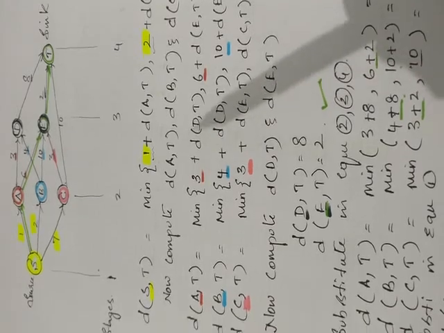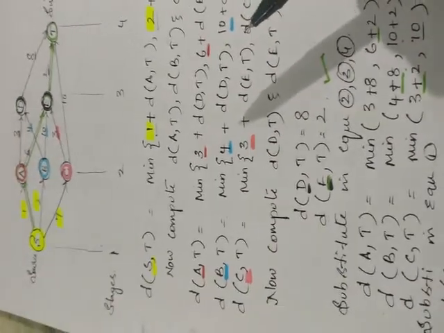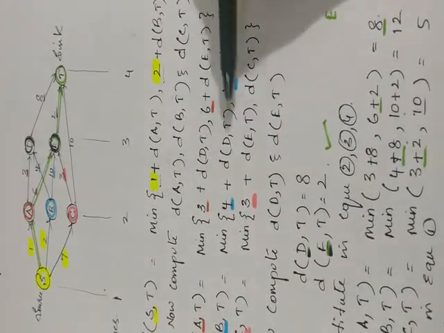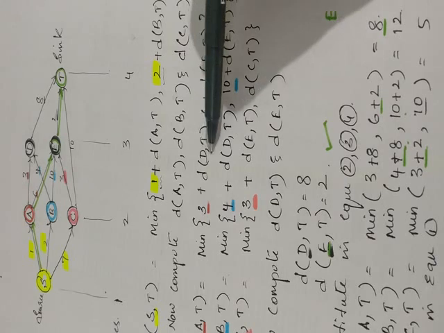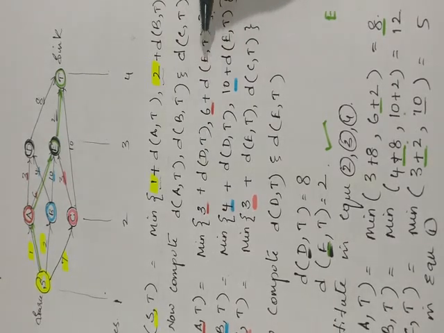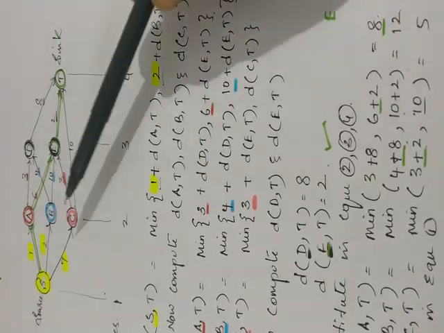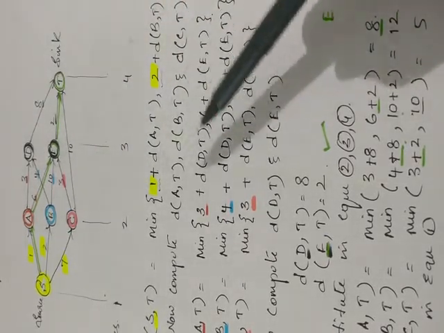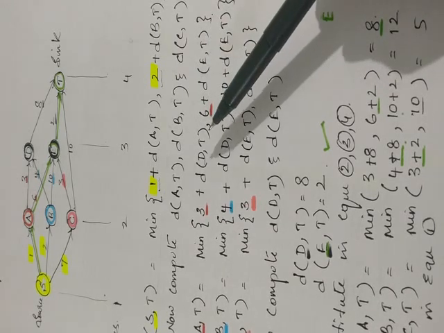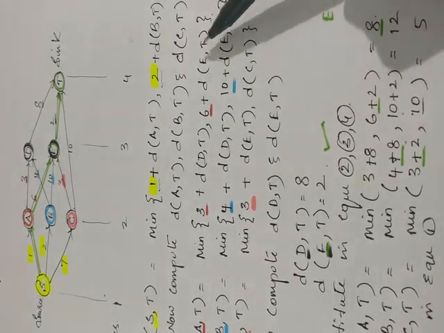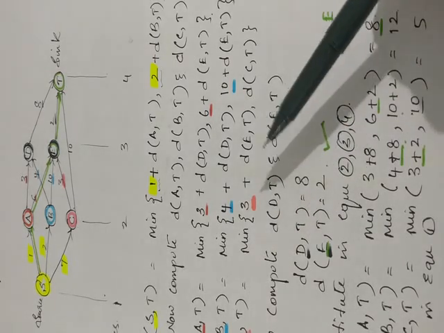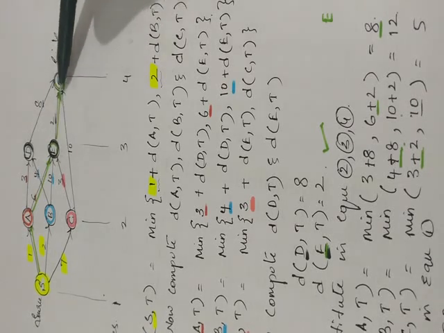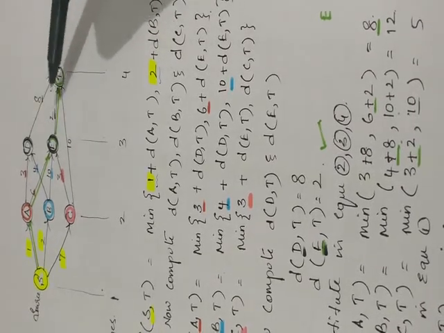Now what we have to do? We have to compute what is not known in this level. So D of D to T is not known, D of E to T is not known. C to T is a direct edge, I know the value, so let me not consider that. So what is unknown for us in the second stage? Distance of D to T and distance of E to T. Let me compute those two. So what is the distance of D to T? It is 8. Distance of E to T, I know it is 2. That is a direct edge connecting the sink. That value is known to us.